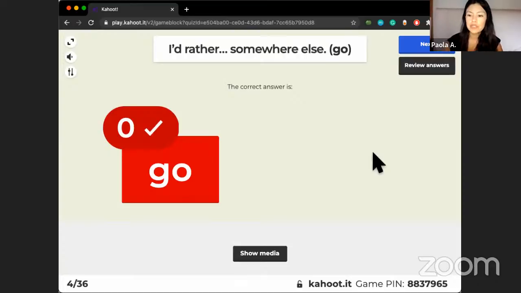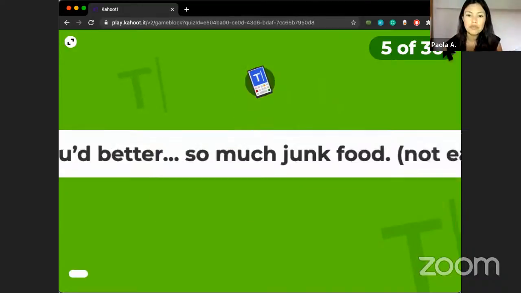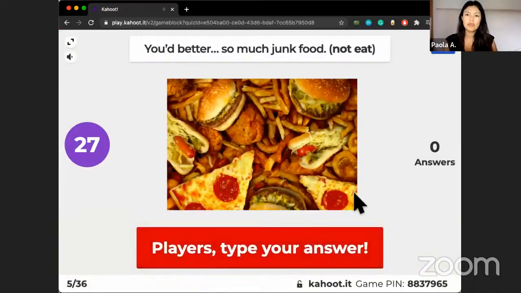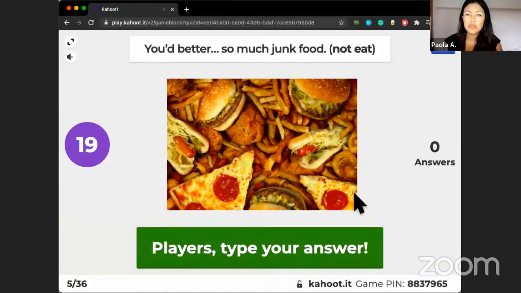Okay. Let's read the sentence. I'd rather go somewhere else. Excellent. So apparently it was just go, right? We didn't have any use of one or another. No, it was just an expression. Okay, what about here? You'd better, how can we complete this sentence? Use a gerund, an infinitive, maybe a sentence. Well, it sounds correct.